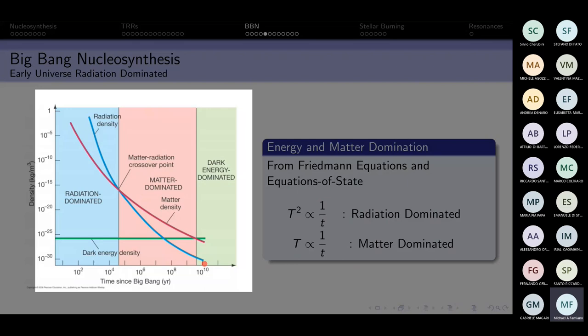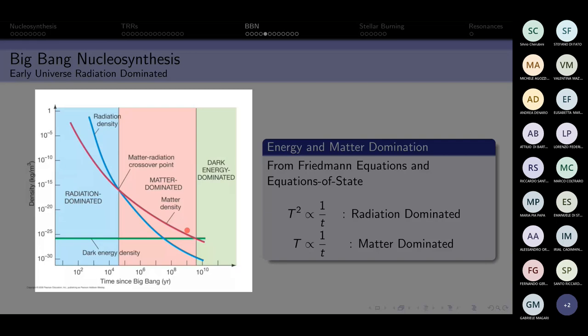Now at some point, they're going to be equal. So before that point, we say the universe is radiation dominated because there's more radiation energy density than there is matter. So we say, yep, universe is radiation dominated. After that point, we say the universe is matter dominated. Now, this is actually kind of interesting here.